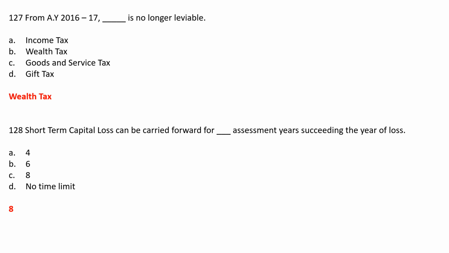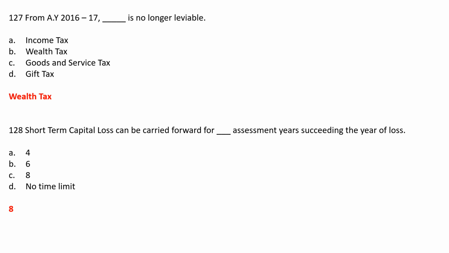MCQ number 127. From academic year 2016-17, dash is no longer leviable. Option A income tax, option B wealth tax, option C goods and service tax, option D gift tax. The correct answer is option B wealth tax. So from the academic year 2016-17, wealth tax is no longer leviable.